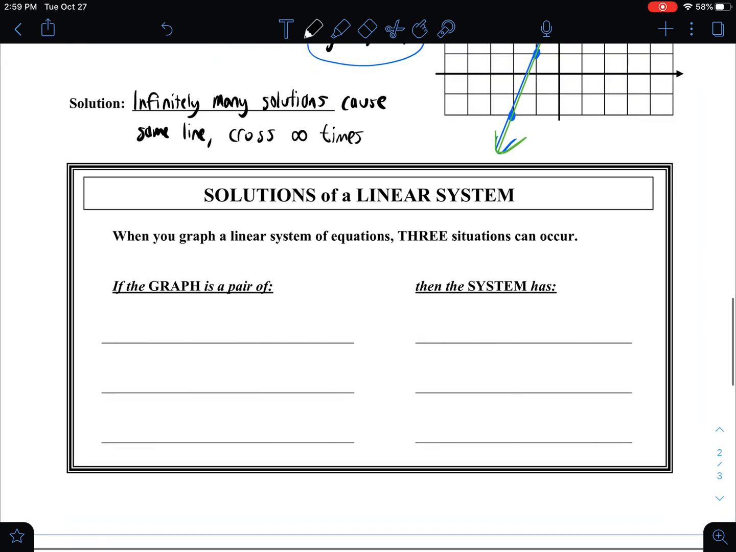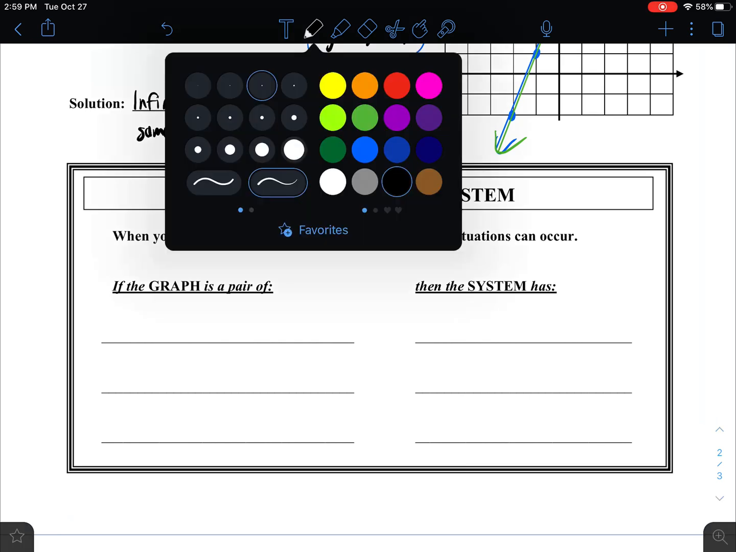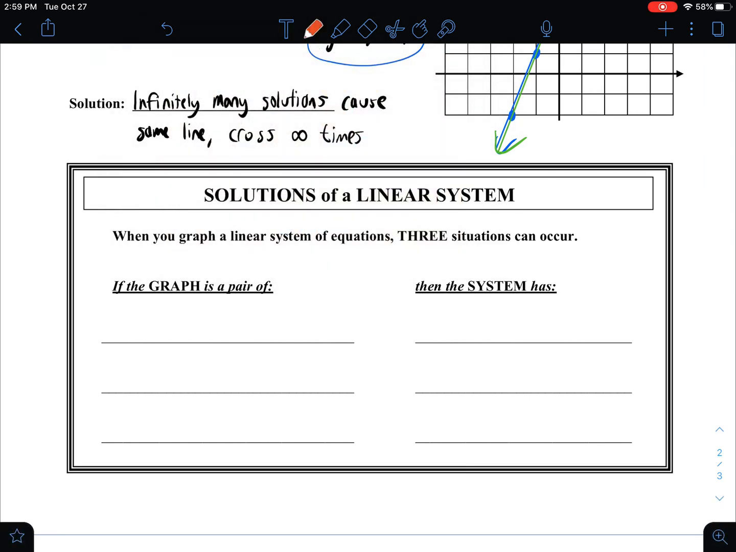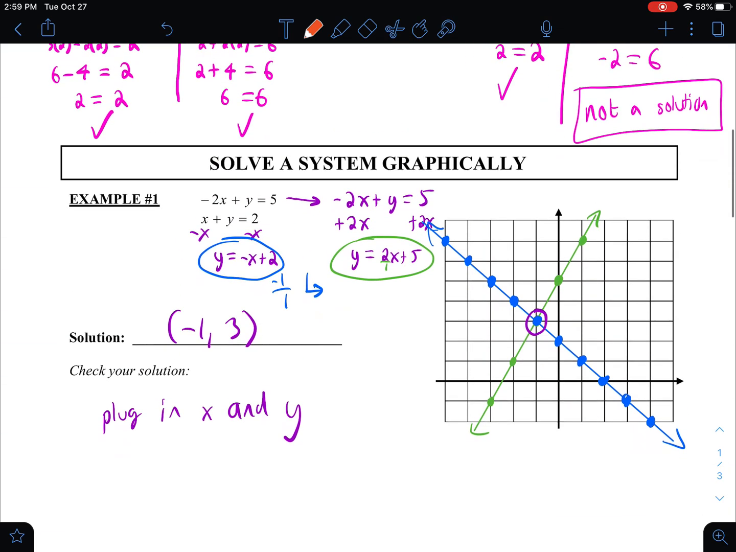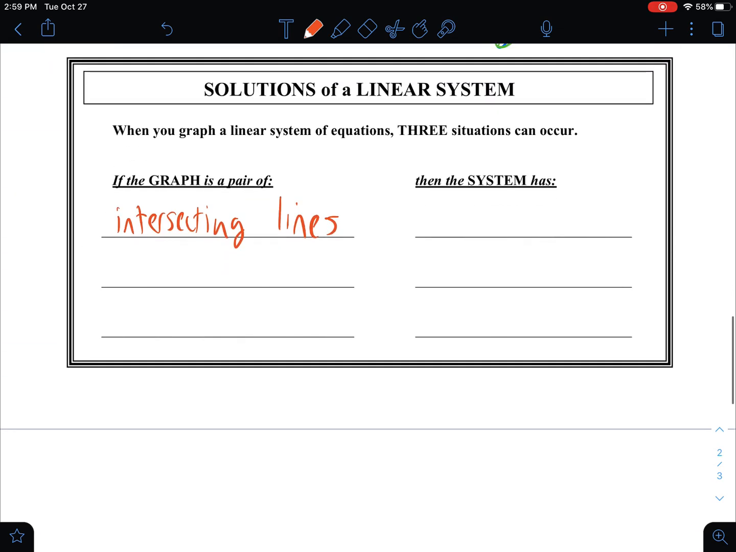All right, so let's go ahead and review at the end here. Use a nice burnt orange. Okay, so it says when you graph a linear system of equations, 3 situations can occur. If the graph is a pair of intersecting lines, then the system has how many solutions? Well, intersecting lines was like up here. It looks like they cross once, so how many solutions are they going to have? It's going to be 1 solution.